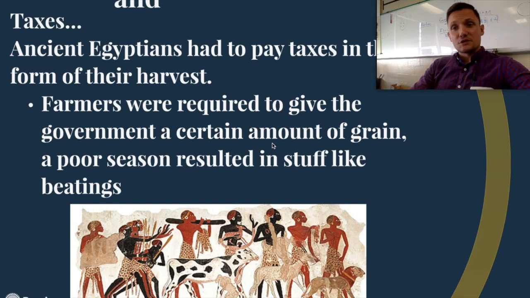So one of the only ways that you could actually pay taxes was through your harvests, right? So farmers were required to give the government a certain amount of grain, and a poor season resulted in certain things like a beating. So, don't plant good, all right? Don't mess that stuff up.